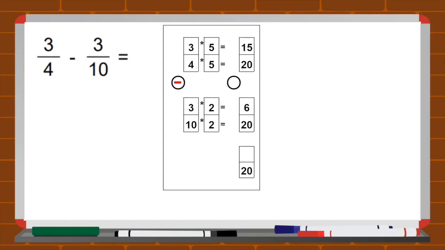Now I can subtract. I fill in my subtraction symbol. 15 minus 6 is going to give me 9 over 20. This is in simplest form, but always check to make sure your problem is in simplest form.